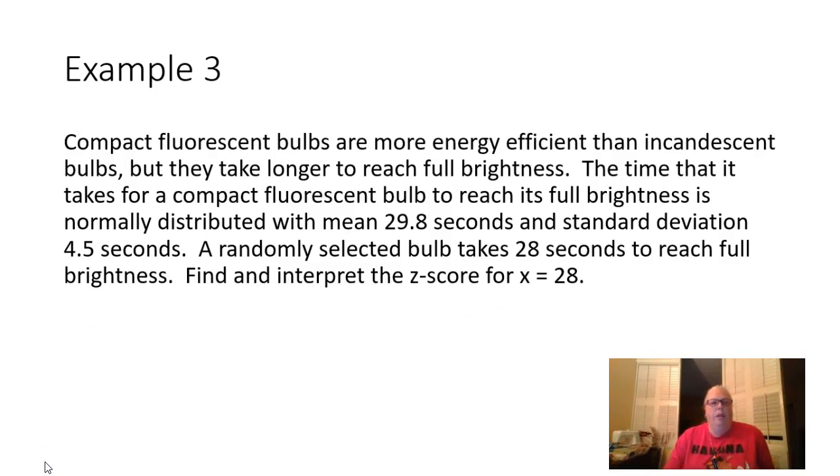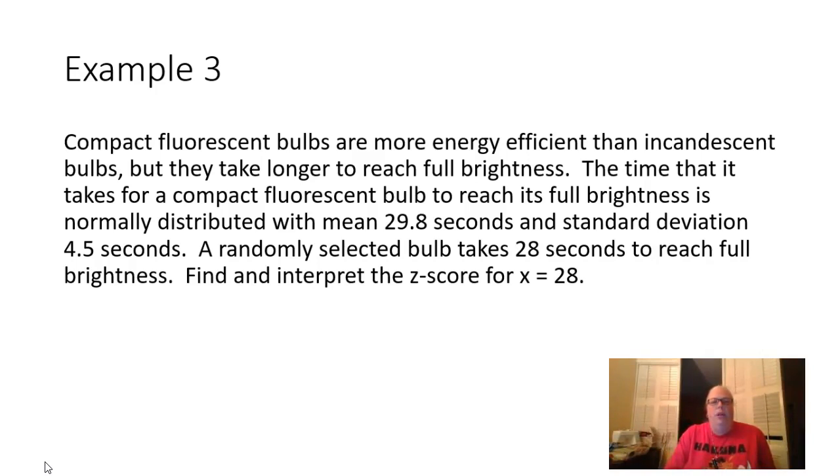Example 3. Compact fluorescent bulbs are more energy efficient than incandescent bulbs, but they take longer to reach full brightness. The time that it takes for a compact fluorescent bulb to reach its full brightness is normally distributed with a mean 29.8 seconds and standard deviation 4.5 seconds. A randomly selected bulb takes 28 seconds to reach full brightness. Find and interpret the z-score for x equals 28.